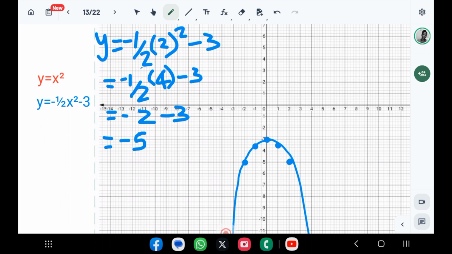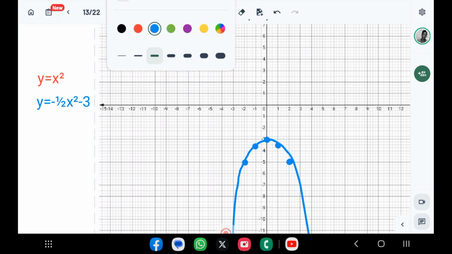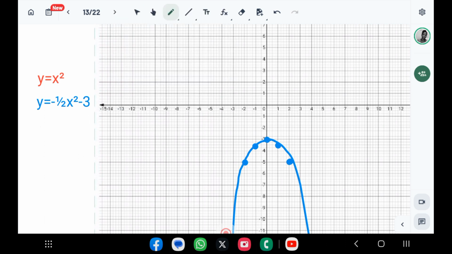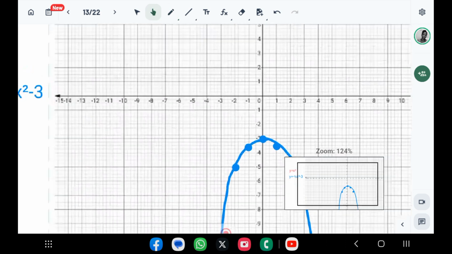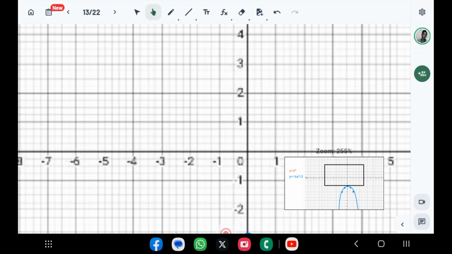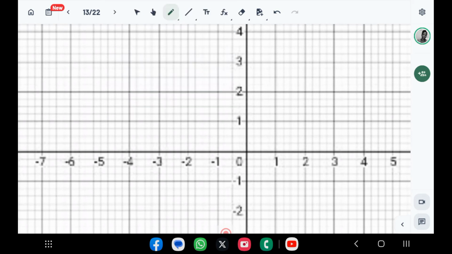Now let's draw the standard graph of a parabola, the basic y equals x squared, and see how it compares to this one. You don't have to draw this one at all. I'm drawing it so you can have perspective and compare the two together and see how this one is different from the basic one.